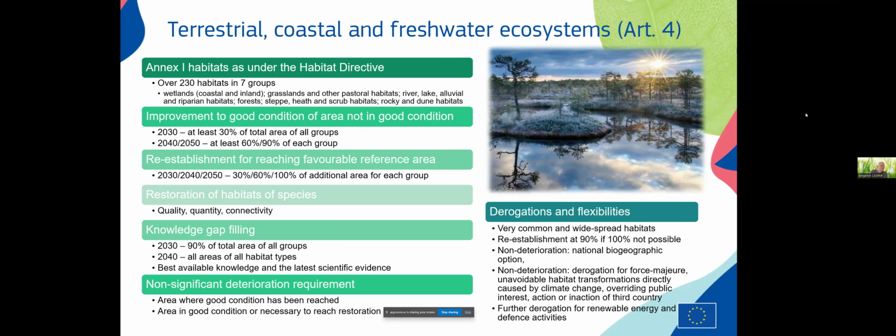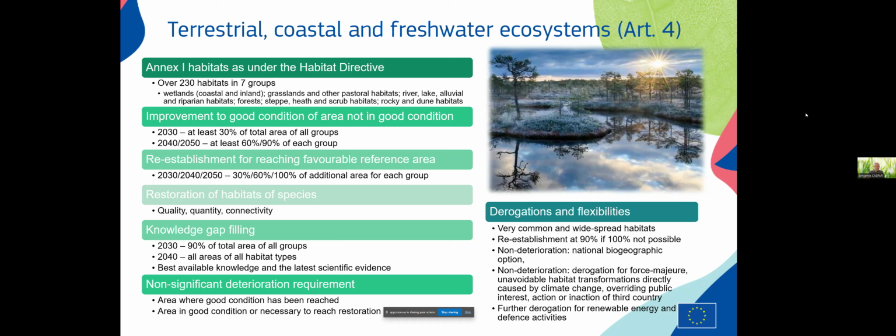It covers over 230 habitats in 7 groups, and it does various things within those groups, which one is to improve to good condition areas not in good condition, and of the areas which are not in good condition, at least 30% have measures in place by 2030, and then by 2050 it's 90%. So all of your habitat types and habitats of species which are not in good condition by 2050 have to have measures in place to take them towards good condition.